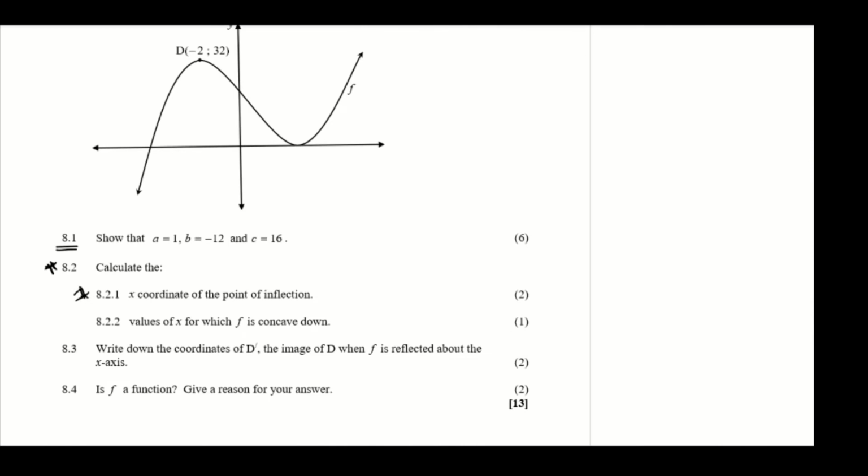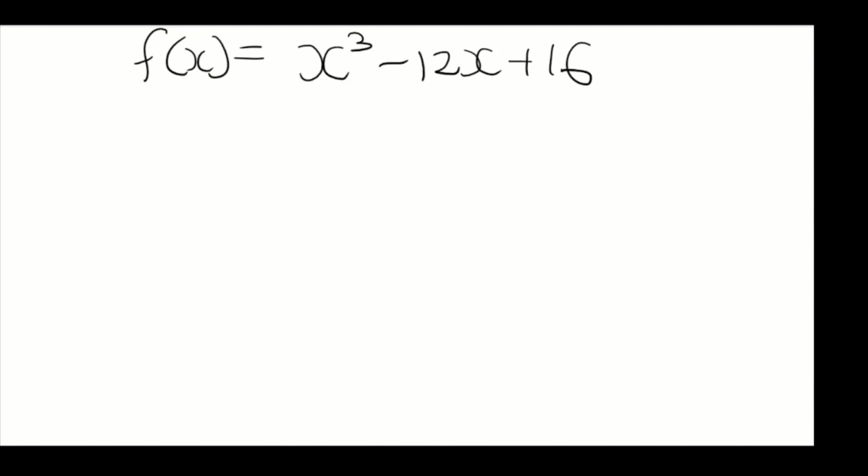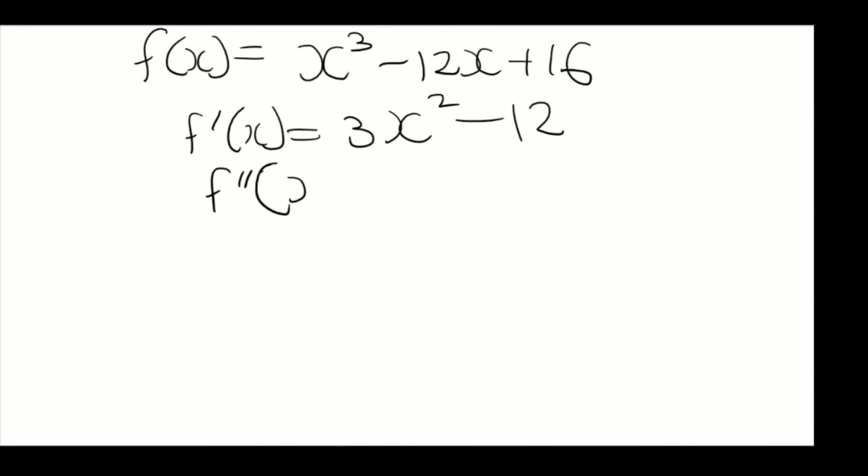8.2.1, we must calculate the x coordinate of the point of inflection. To find the point of inflection, we first need to define our f, which is x cubed minus 12x plus 16. So the point of inflection is the second derivative. The first derivative of this problem is 3x squared minus 12. The second derivative is equal to 6x. So this defines the point of inflection.